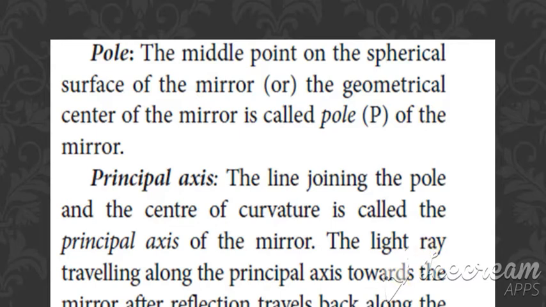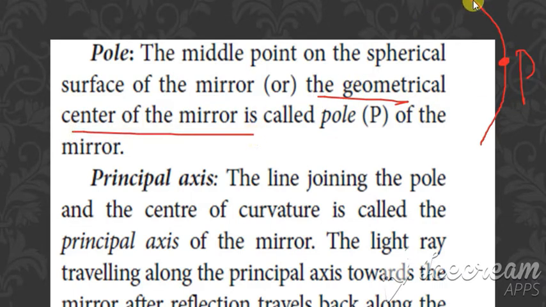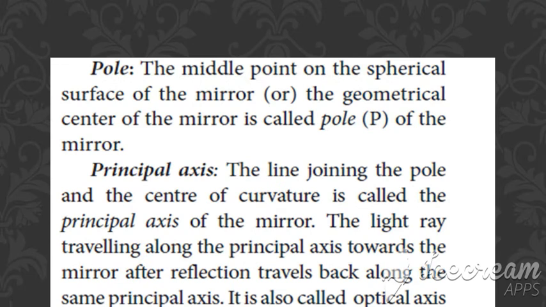Then next is the pole. What is a pole? It is the middle point of the spherical surface, the geometrical center of the mirror. The middle point of the mirror's spherical surface is called the pole. Okay, so next we have the principal axis.